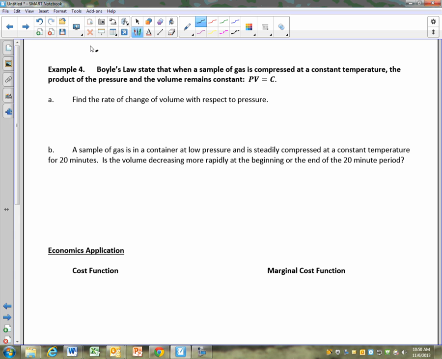Okay. All right, let's try something else. You guys know Boyle's Law? Okay. Boyle's Law states that when a sample of gas is compressed at a constant temperature, the product of the pressure and the volume remains constant. Okay. So I'll give you an example.